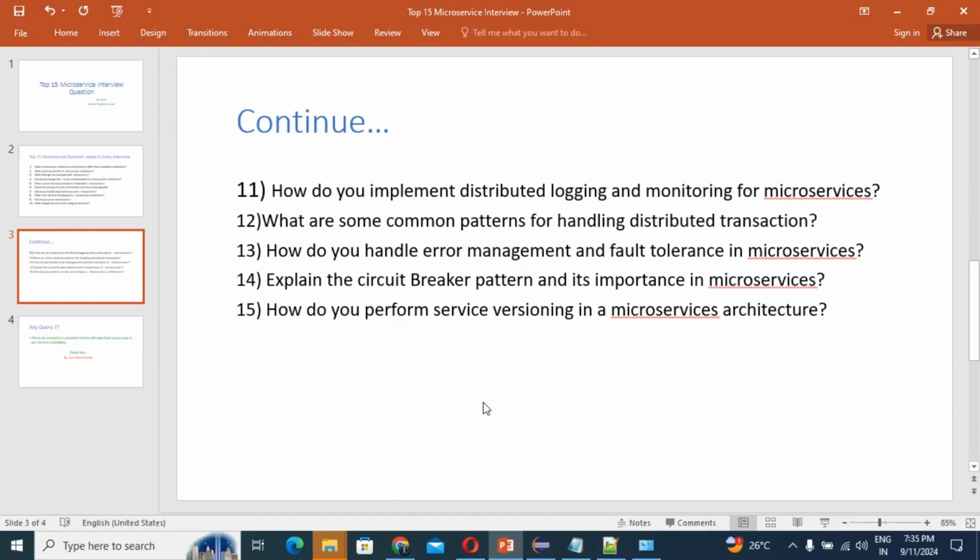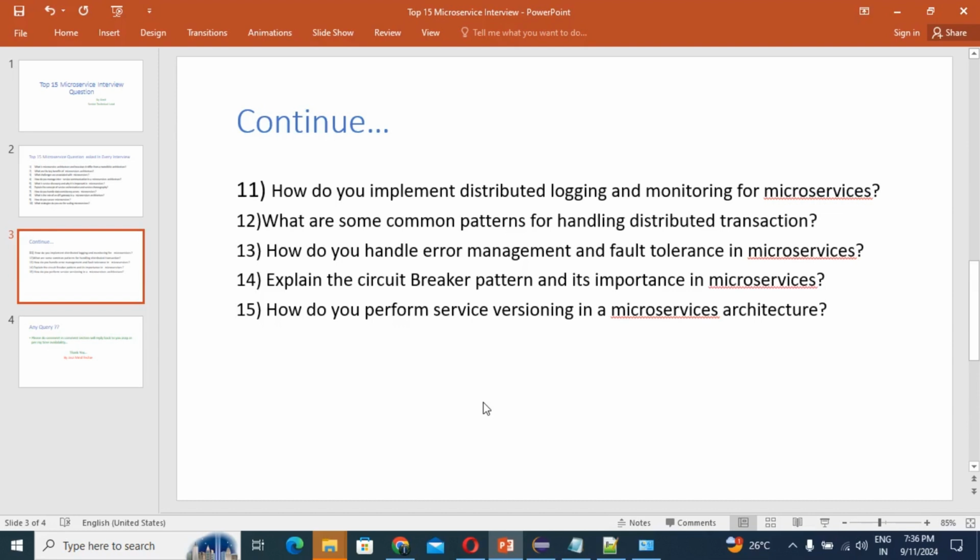Guys, the next point that the circuit breaker design pattern helps with is to provide fault tolerance. Ensure that the system can continue operating even when some services are experiencing issues. When other services experience some issue, this time also it can be useful. That means we can say, ensure that the system can continue operating even when some services are experiencing issues. So guys, these are all the points which are helpful for the circuit breaker pattern, right?